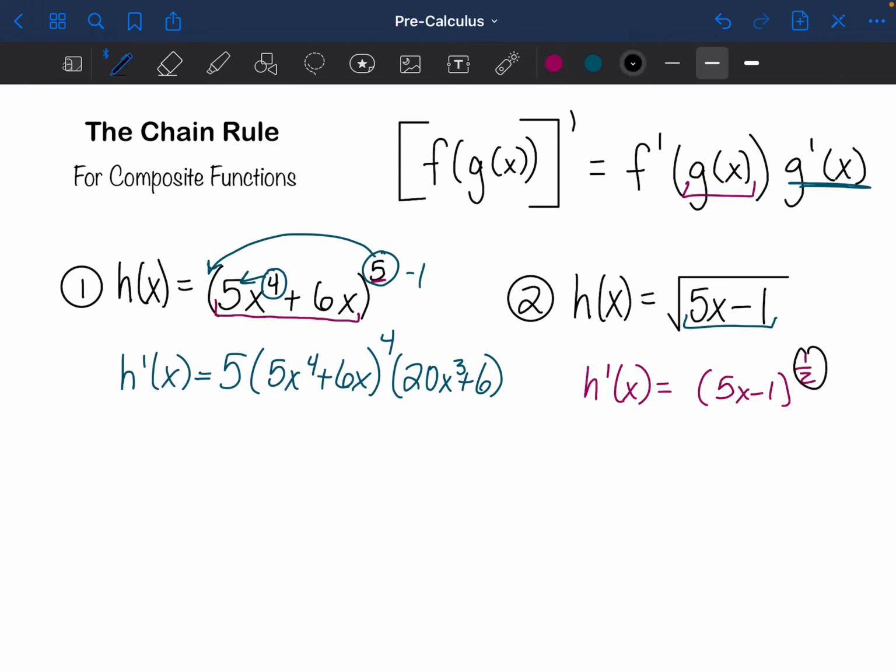Just like we did over in number 1, I'm going to take that 1/2, drop it to the front. I got 1/2 times 5x minus 1 to the 1/2 minus 1 power. So when we subtract 1 from 1/2, we're actually going to start going into the negatives. So negative 1/2. Then I have to multiply by the derivative of the inside, which is just 5.